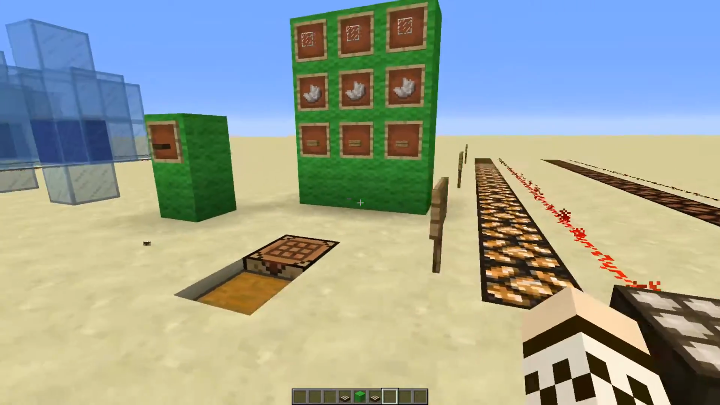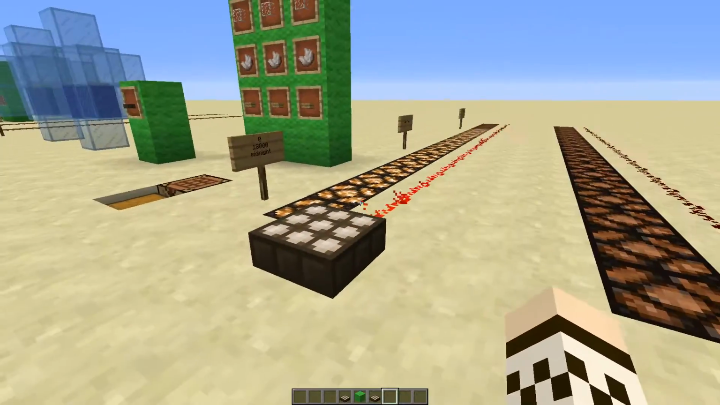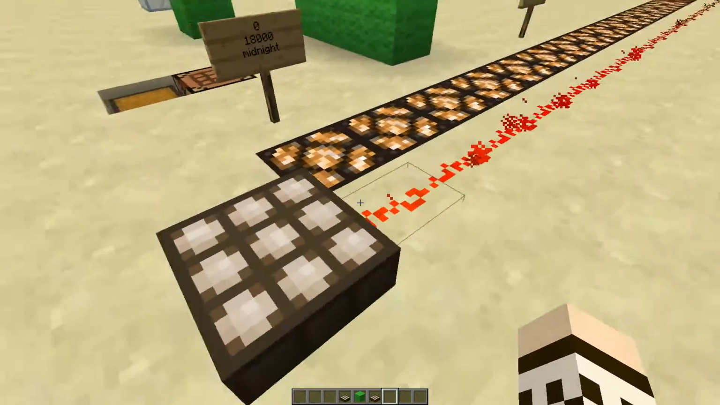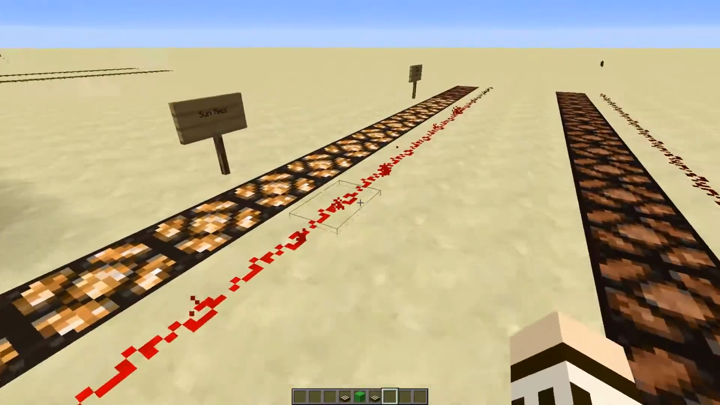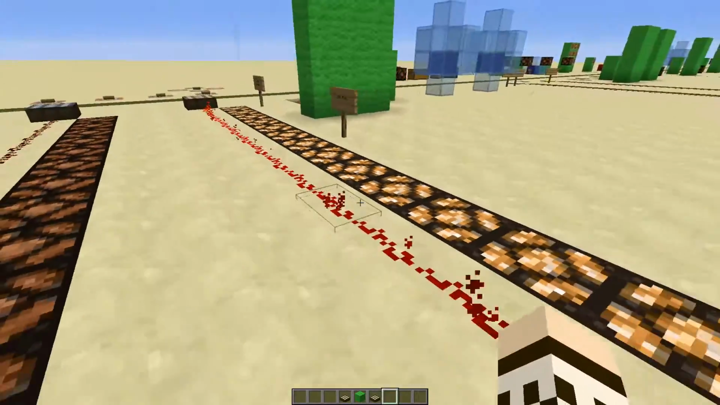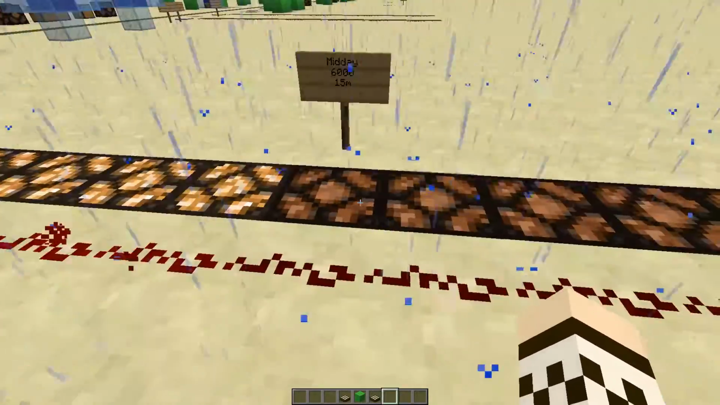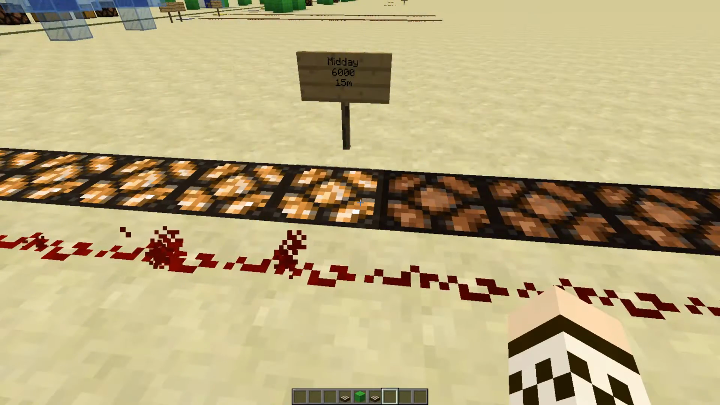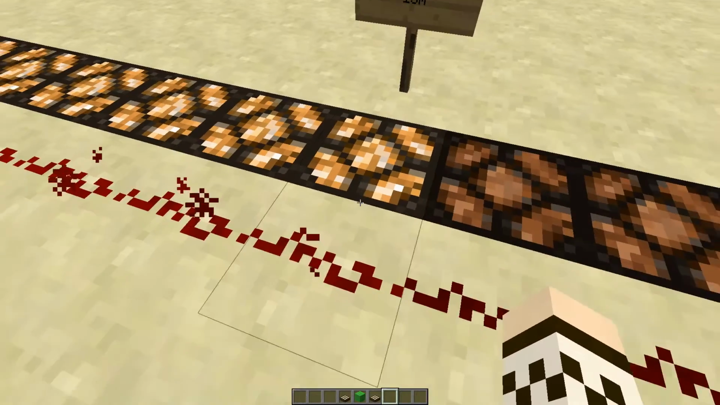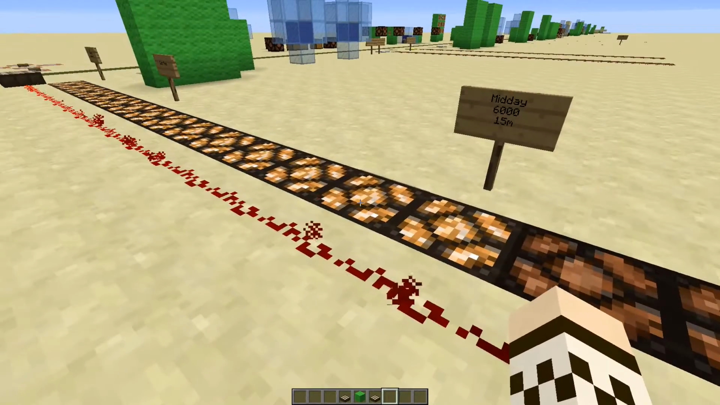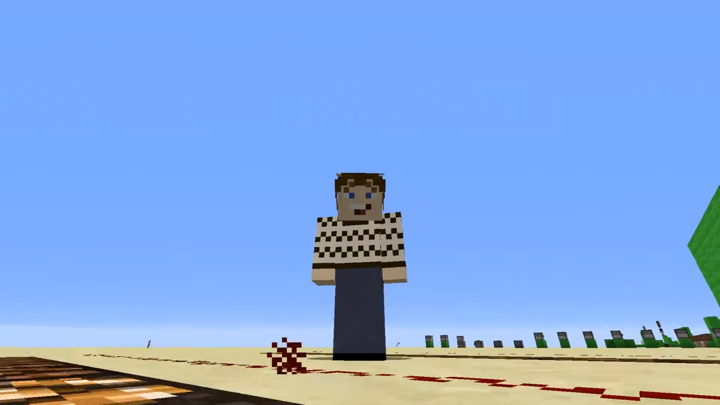What does the daylight sensor do? Well, the daylight sensor outputs a signal, and you can see here it is doing that now. And the signal that it outputs depends on the time of day and the amount of light falling upon it. You can see here that it says midday 15 meters. So this has a signal strength of 15. Now there's that word signal strength again.